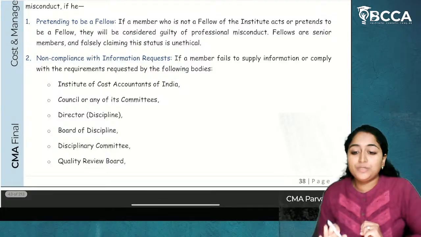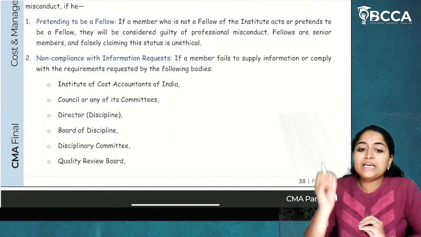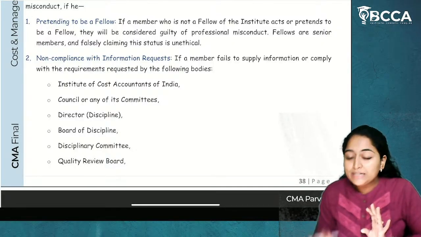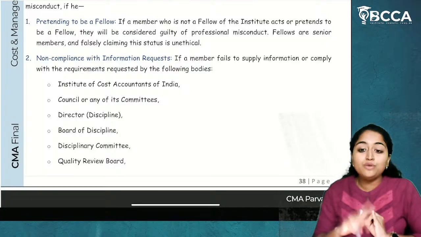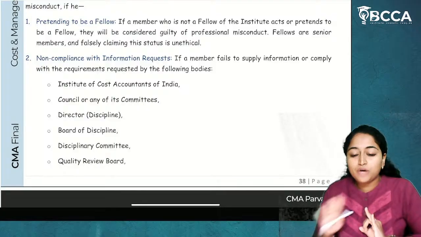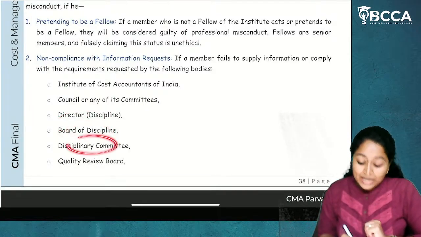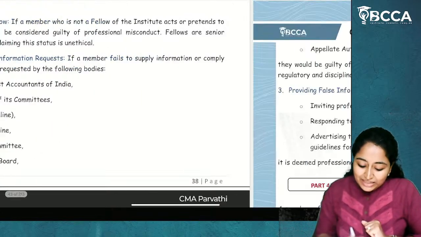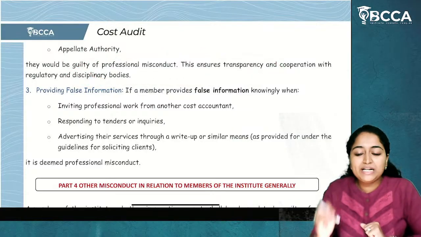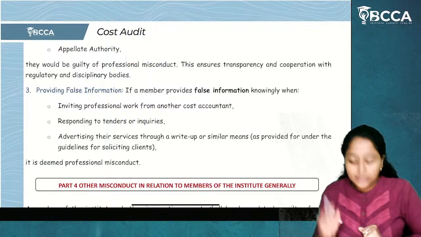Non-compliance with information reports. If these recognized bodies are coming to you and asking about any kind of information, you have to provide it. If you are not providing it, then it is a professional misconduct. Now, who will come and ask you? Institute of Cost Accountants of India, Council or any other committee, Directorate of Discipline, Board of Discipline, Disciplinary Committee, Quality Review Board, Appellate Authority. If these are coming and asking about any kind of information, you have to provide it. If you are not providing it, it is a professional misconduct.